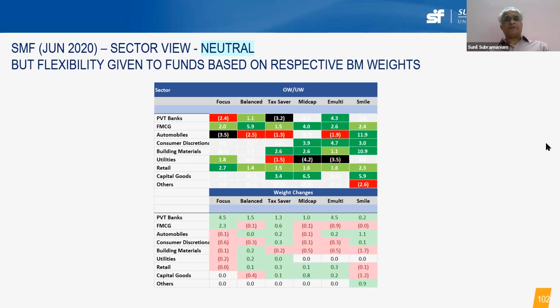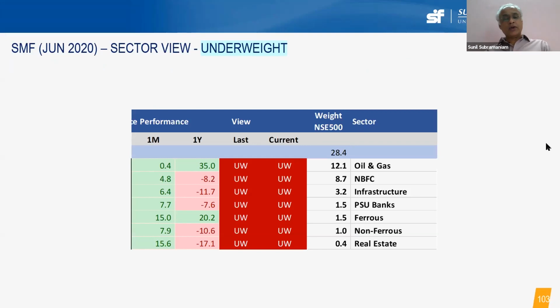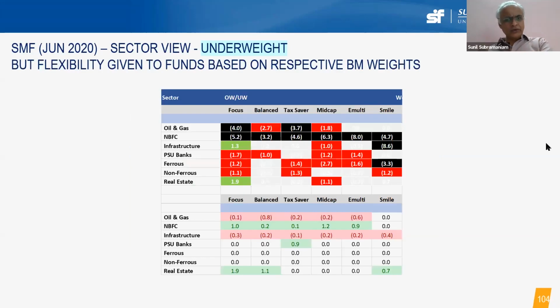Where are we negative? Where are we underweight? In about a quarter of the market, at 28% of the market: oil and gas, NBFCs, infrastructure, PSU banks, metals, ferrous and non-ferrous, and real estate. And as you can see, for most of those the one-year returns are negative, in line with our view, and across the board we are also negative in line with our view, right?